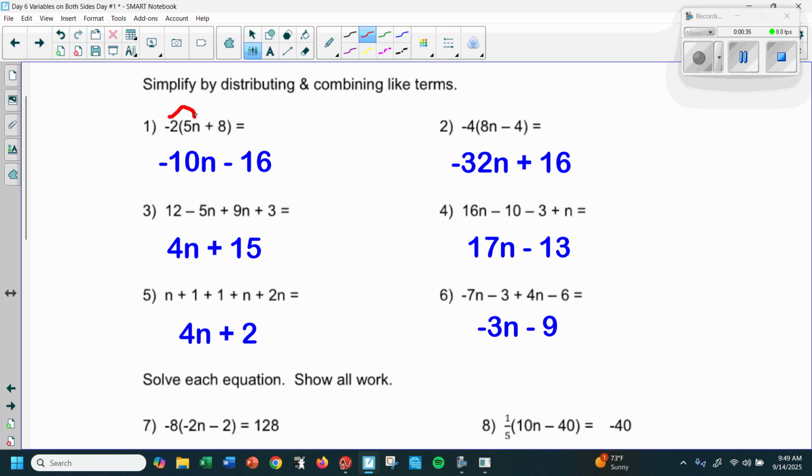Again, all we're doing is distributing, and then don't combine those since they are not like terms. So again, distributing, I'm not going to do it for all of them. So again, if you want to, pause the video so you can check the answers a little bit better.